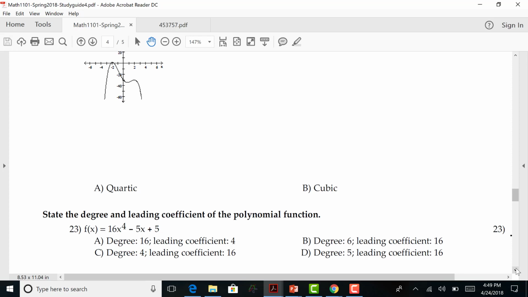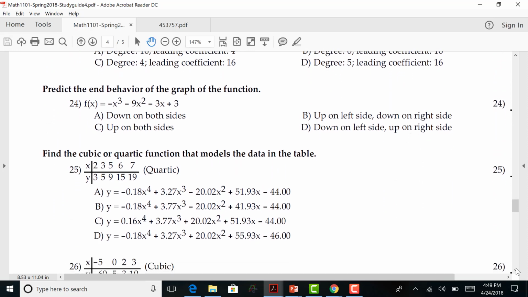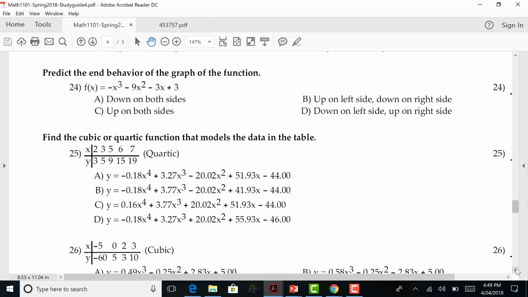Okay, degree is 4 and the leading coefficient is 16. Alrighty, next one. Predict the end behavior. This means it's going to open up or down, one up, one down. Which way is this one going to open?